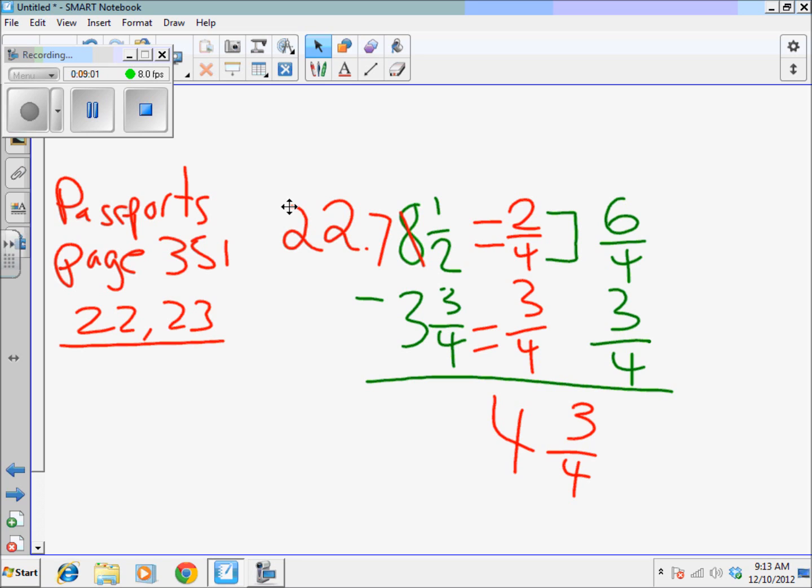Anyway, all right. For everybody listening to this at home, you had 8 1/2 minus 3 3/4. 4 is the common denominator. 2 into 4 twice, times 1 is 2. 2 is less than 3, so you have to borrow. 2 halves, you add the 4 and the 2 together, you get 6/4. 6 minus 3 is 3/4. 7 minus 3 is 4. 4 3/4. How many got 4 3/4 for that problem?